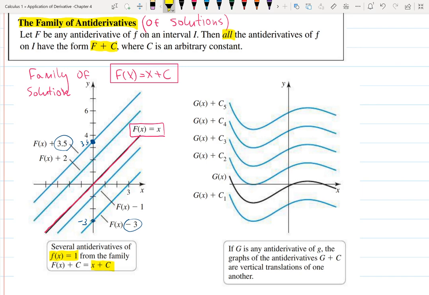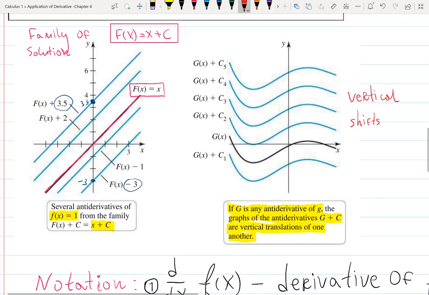In the general case, if big G is any antiderivative of small g, then the graphs of the antiderivatives big G plus c are vertical translations of one another, which basically means shifts. Vertical translation is a fancy way to say shifts. What kind of shifts? Vertical shifts, up and down, by c. For different c, you'll have a different solution.